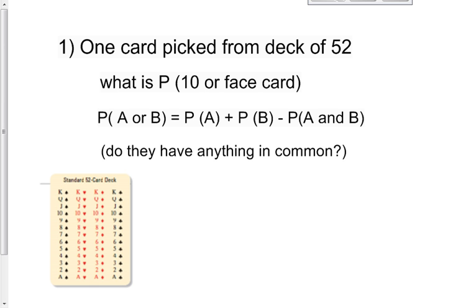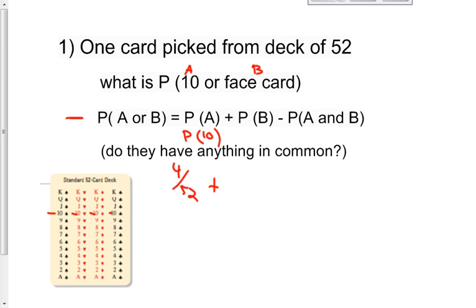So if we use our formula, probability of A or B, our A represents the 10 and our B represents the face card. So I need the probability of just A plus the probability of just B minus the probability that it could be A and B at the same time. So let's try to fill in some blanks. Probability of just A. What's the probability that I will have just a 10? Well, if you look across, we have 4 tens in our deck. So the probability to draw a 10 is 4 out of 52.